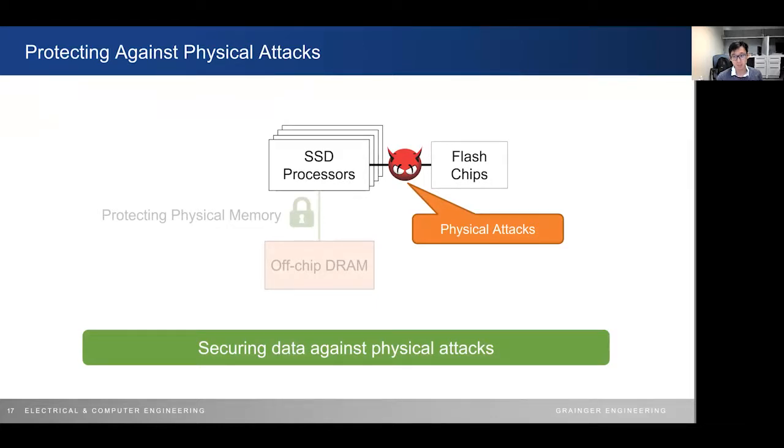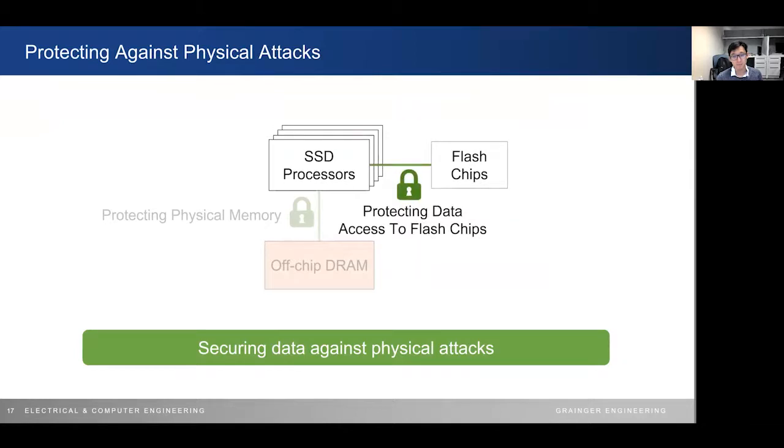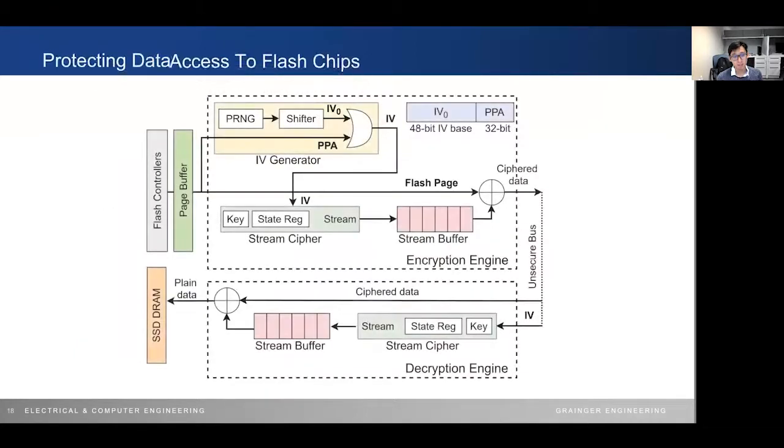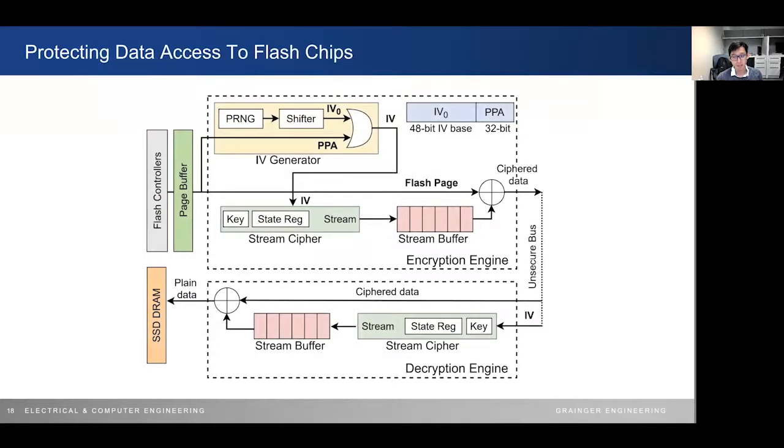However, IceClave still needs to protect data access to the flash chips. This is done by deploying a lightweight stream cipher engine to encrypt the data flow between the SSD controller and the flash chips. Stream cipher has very good performance in general, and it has a very low hardware overhead. But it requires that the same initialization vector cannot be used more than once. We achieve this by using a pseudo-random number to guarantee temporal uniqueness and the physical flash page number to ensure spatial uniqueness of the IV. For more details about the stream cipher engine design, please take a look at our paper.